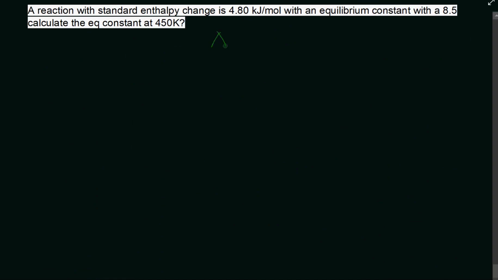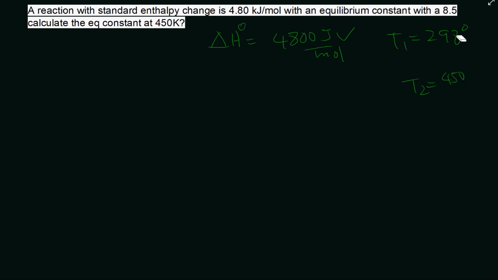Okay, the last one, it's also a similar question. So what I have, yeah, 4.8 kilojoules per mole, when I convert, times 1000, is 4,800 joules per mole. T1 is 298 Kelvin because it's standard enthalpy, right? And the pressure is 1, we don't care about that. And T2 is 450, increased heat, and K1 is 8.5, and K2 we are looking for.